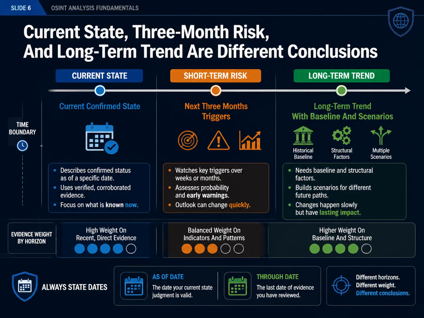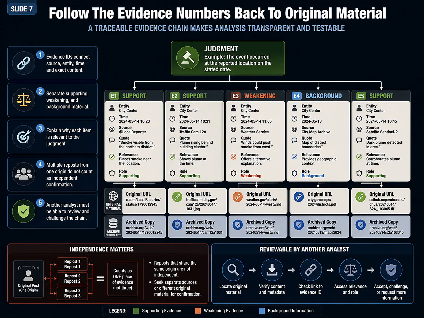Time mismatch is also common in news verification. A real 2-year-old flood image can still be false evidence for today's flood. After reading the conclusion, another analyst should be able to follow evidence items back to original material. Each evidence card records entity, time, source, quoted content or data, archive location, and why the item matters. It also states whether the evidence supports, weakens, or only provides background for the judgment.